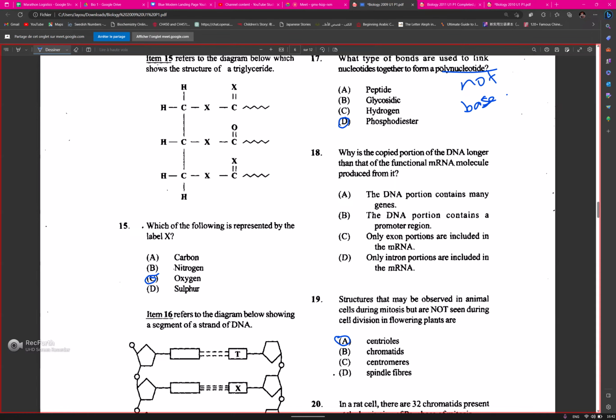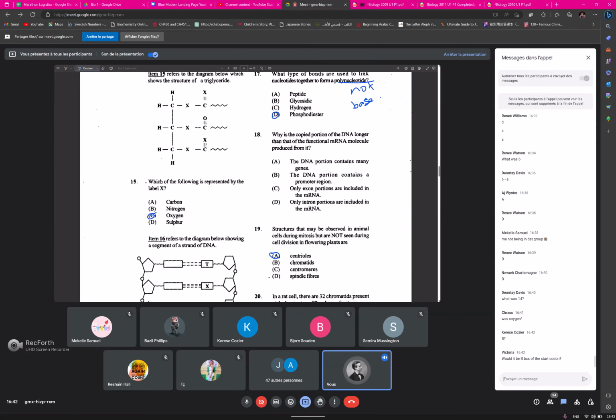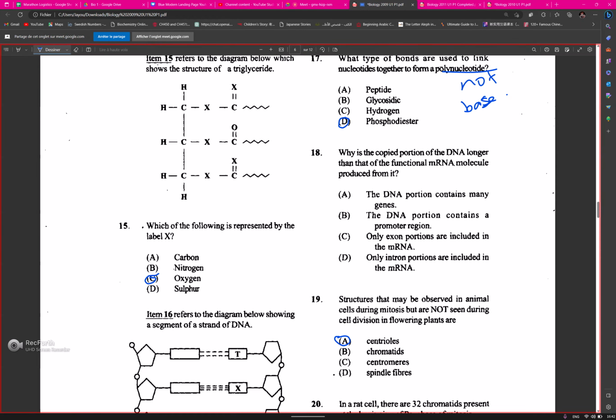Okay, I'm getting what you're saying about the promoter region. For real. Because the exon is just a region that codes for the protein, right? And that would not include the promoter region. And why is the DNA longer? Because the DNA contains the promoter region, right? So I would believe that.